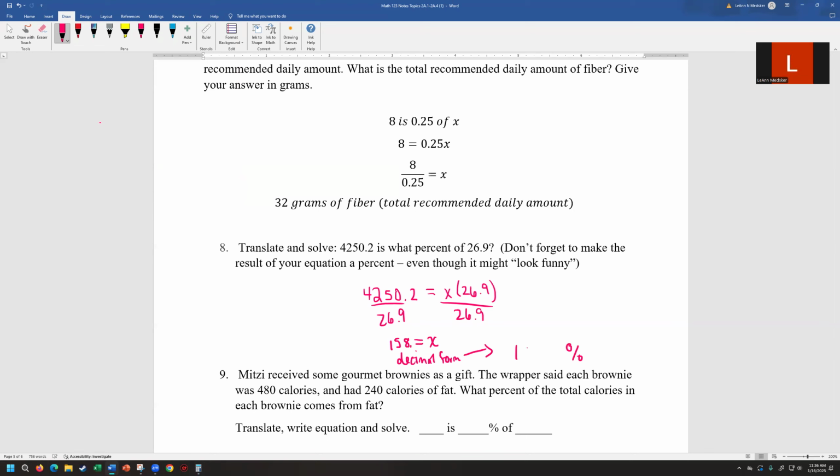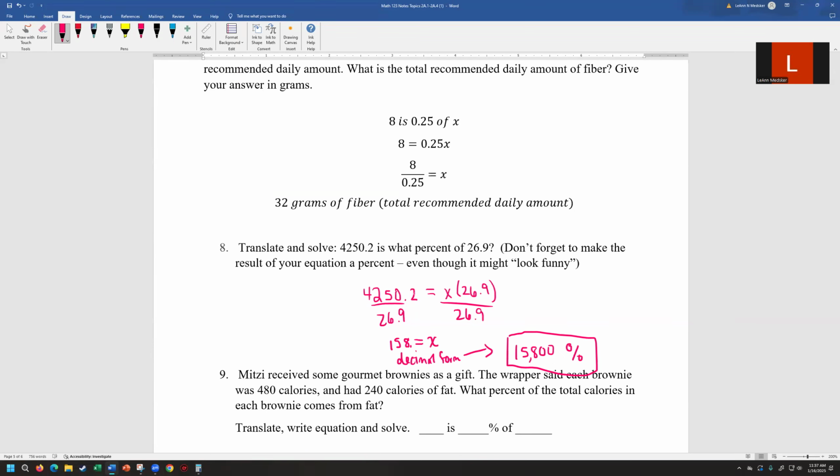So the decimal's at the end. So it's 15,800. This is actually saying that 4,250.2 is 15,800%. It's that much larger than 26.9. It's very, very overinflated there. Okay, so I just wanted to point one out, because sometimes students would just see the 158 and they'd be like, oh, that's my percentage. Not when you use the equation format.